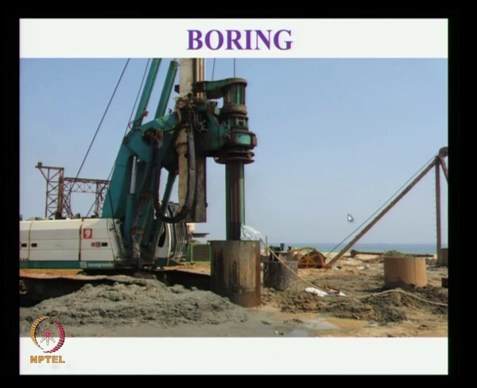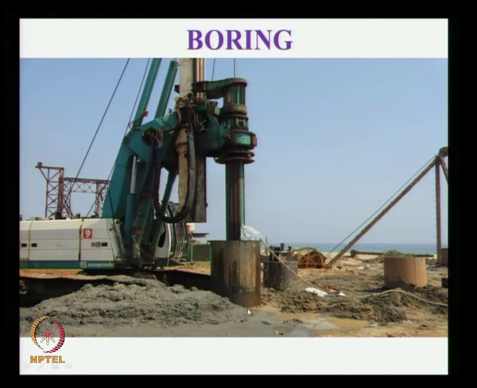You are seeing one tripod here. This is a conventional winch which is used, it is time consuming, whereas this is called a rotary rig which will drill through the liner. Typically the liner is about 6 millimeter in thickness. It is rolled from a plate and made into a circular section, and we make it in 6 meter or 3 meter pieces and then weld it circumferentially. Each liner plate is welded longitudinally also.